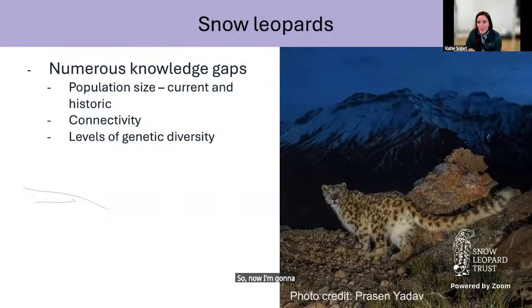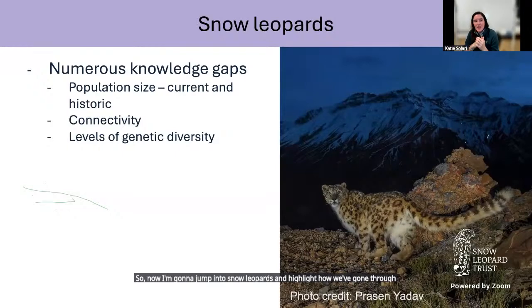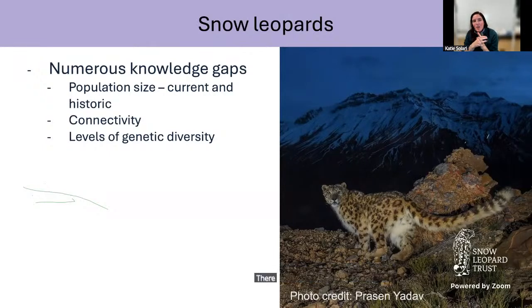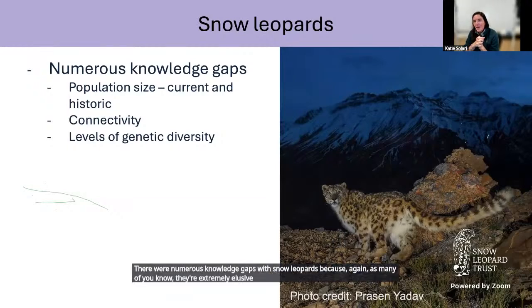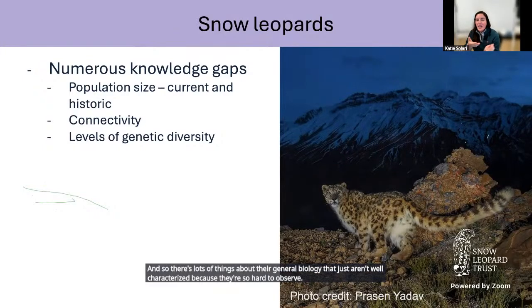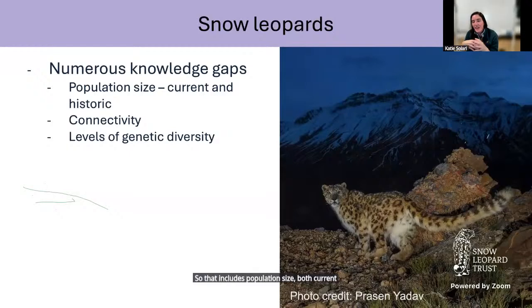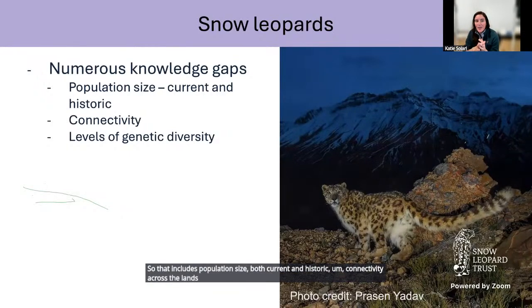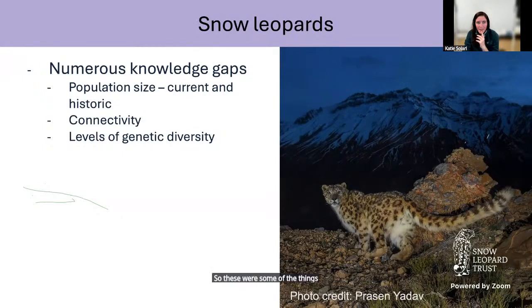So now I'm going to jump into snow leopards and highlight how we've gone through this with snow leopards. So many of you probably know more about snow leopards than I do, but going into this project, there were numerous knowledge gaps with snow leopards because, again, as many of you know, they're extremely elusive and hard to study. And so there's lots of things about their general biology that just aren't well characterized because they're so hard to observe. So that includes population size, both current and historic, connectivity across the landscape, as well as levels of genetic diversity. So these were some of the things that we had in mind to try and understand better.